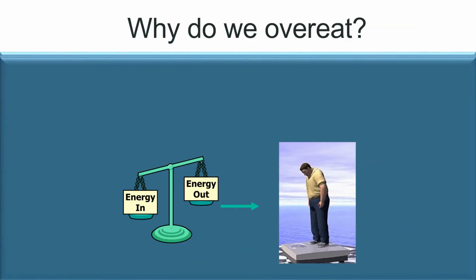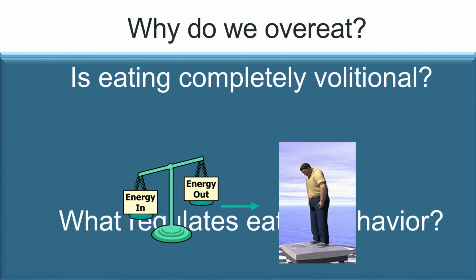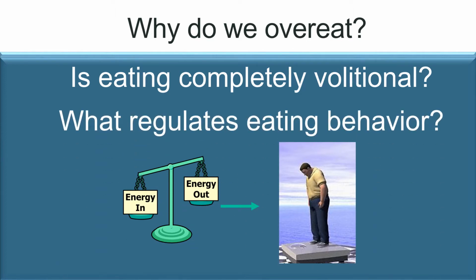In the most basic terms, obesity results from an imbalance between energy intake and energy expenditure. While low physical activity is a significant factor in obesity, body weight is driven in large part by food intake. In trying to solve the puzzle of obesity, we need to ask some key questions. Why do we overeat? Is eating completely volitional? And what regulates eating behavior?